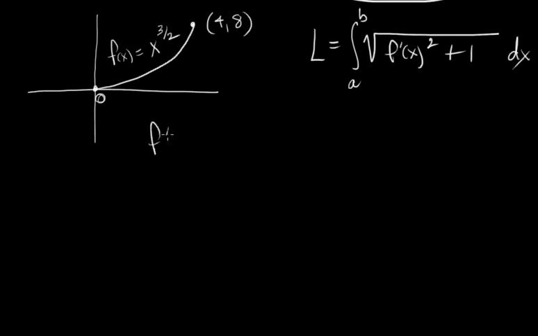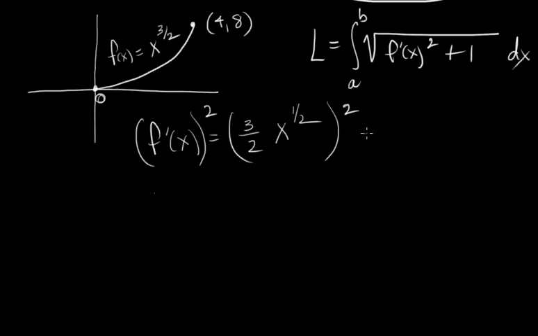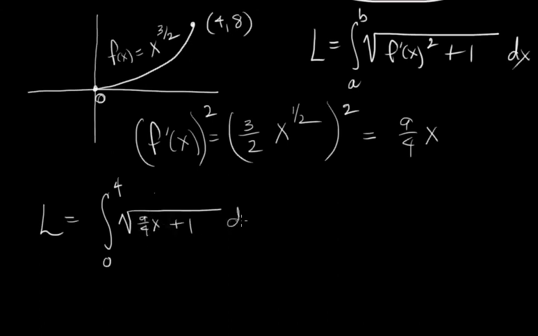So let's first of all take our derivative. f prime of x is equal to 3 halves x to the 1 half. So f prime of x squared will be equal to 9/4, since x to the 1 half squared is x. So our length here is going to be the integral from x equals 0 to x equals 4 of the square root of 9/4 x plus 1 dx.